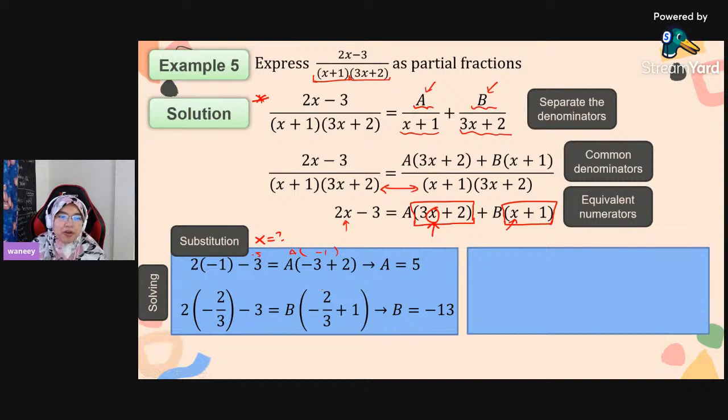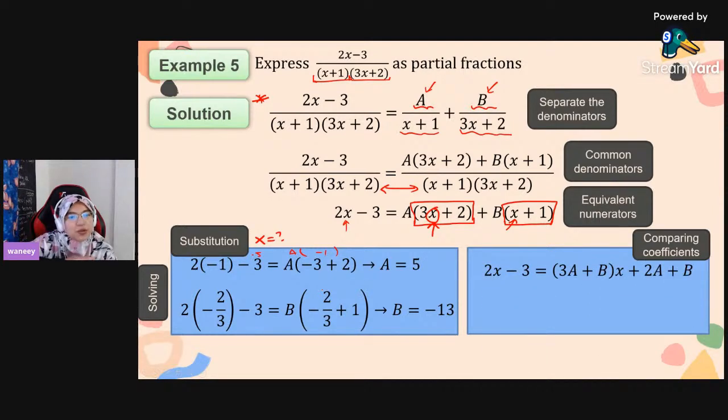So for comparing coefficient, you need to expand the right hand side and then you are going to compare them with the left hand side. Okay, so let's see what happens if I expand the right hand side. So when I expand the right hand side, I will have 2x minus 3 equal to 3x plus b, x plus 2a plus b. Okay, so what happened next is that I will compare x on the left, x on the right, constant on the left, constant on the right hand side.